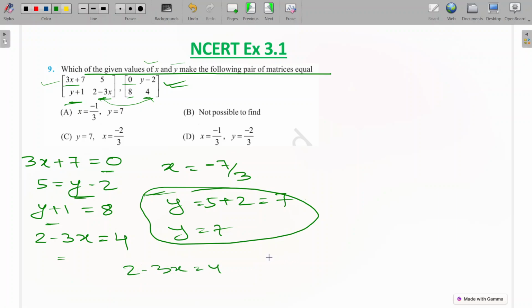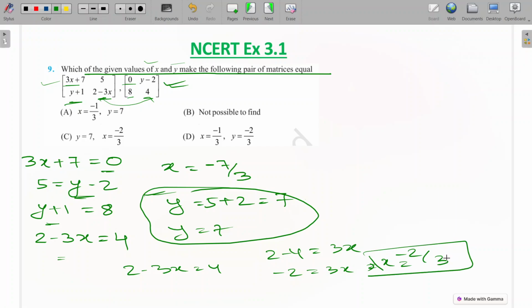It's like 2 minus 4 is equal to 3x. So 2 minus 4 is minus 2, which is equal to 3x. x comes out to be minus 2 by 3. So from here x comes out to be minus 2 by 3. So what we can say is the value of x can be two values, minus 2 by 3 and minus 7 by 3 also, and the value of y is 7 always.